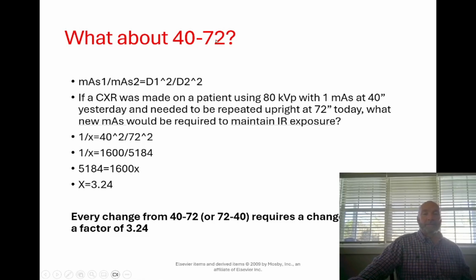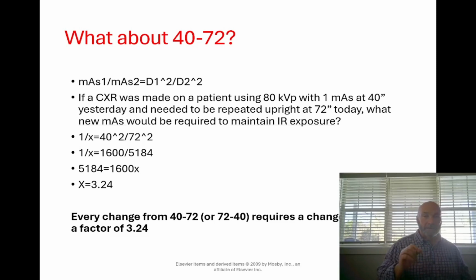So from 40 to 72 inches, you would always increase. Again, this is a direct square law. If you increase your distance, you're always going to increase your mass by a factor of 3.24, providing you're going from 40 to 72 inches. If you're going from 72 inches to 40 inches, you would divide by 3.24. Applying that to the inverse square law, if you increase from 40 to 72 inches, you would divide by 3.24 to get your new radiation exposure, or if you went from 72 to 40 inches, you would multiply by 3.24.